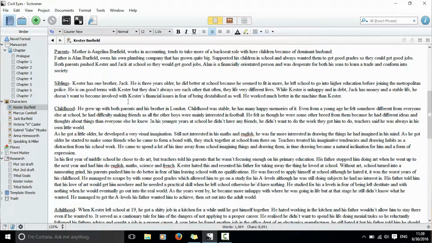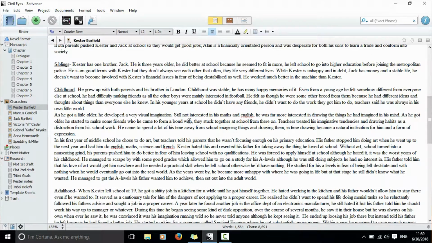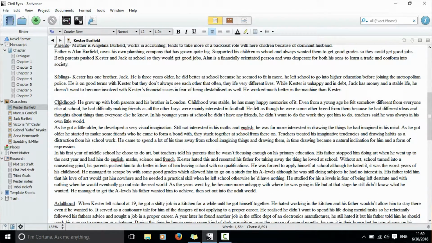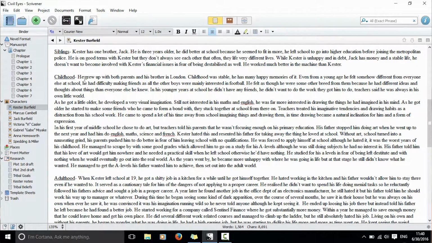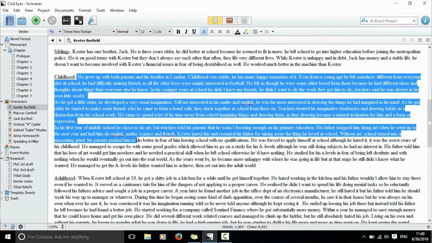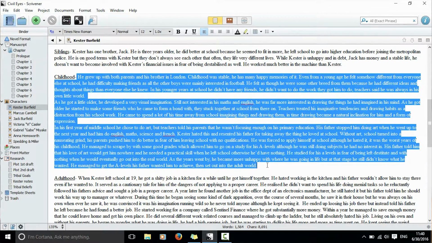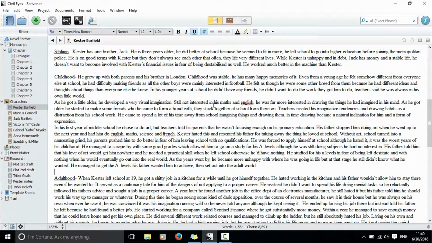Then childhood, literally just a description of their childhood, how it affected them, what it was like, things like that. It's fairly self-explanatory, really, when you look at it. I would say there's not a great deal of steps I could walk you through. What you see here is just a description of the character's childhood, basically. School, friends, things like that.